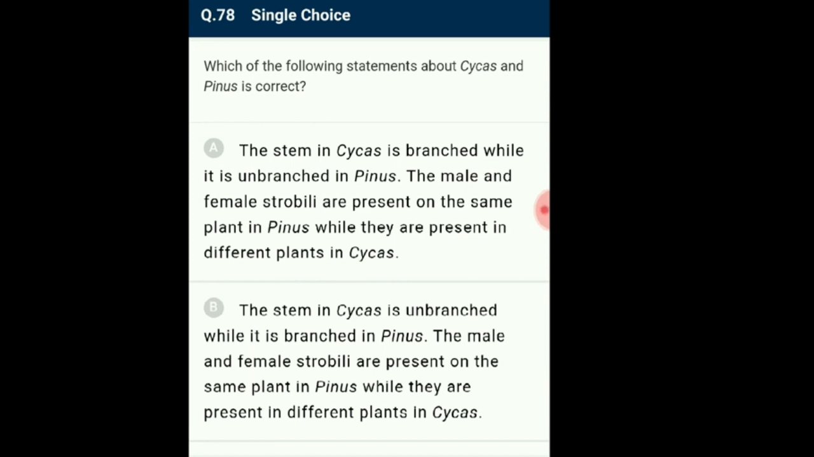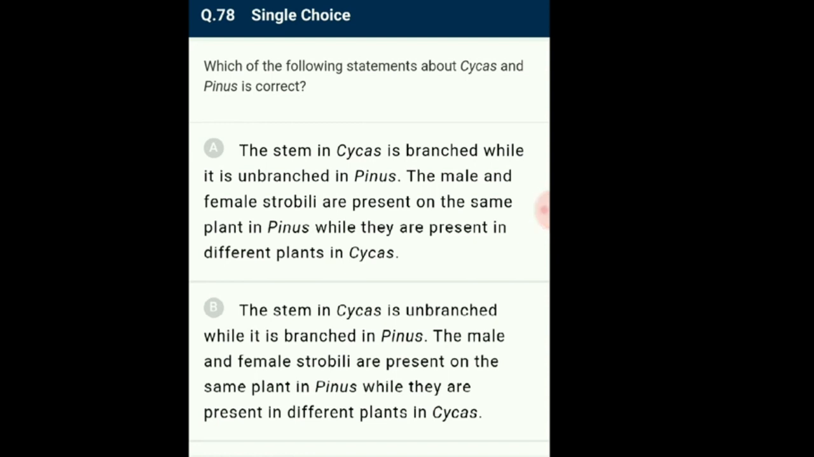Question number 78. Which of the following statements about Cycas and Pinus is correct? The main points of difference between Cycas and Pinus is that the stem in Cycas is unbranched, while it is branched in Pinus. Cycas shows coralloid roots with symbiotic association with cyanobacterium Anabaena, while the roots of Pinus form mycorrhiza, which is a fungal association.